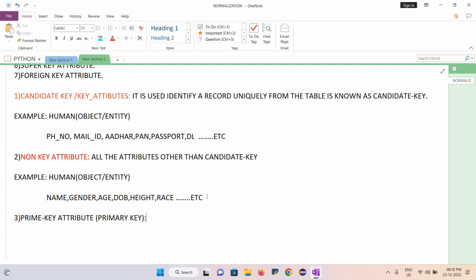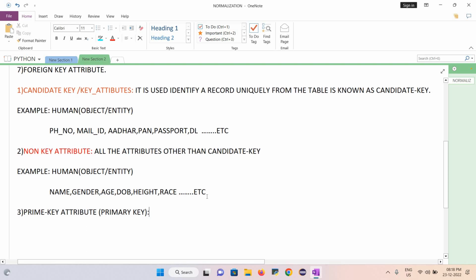So then what is the difference between candidate key and primary key? It has some rules and regulations when you are doing the primary key. In the next video I will talk about how the primary key and foreign key will be working. So before that, try to understand this. Prime key attribute means, here so many candidate keys are there. Among these I'm going to select only one attribute and consider it as the unique identity data. That is called the prime key attribute.